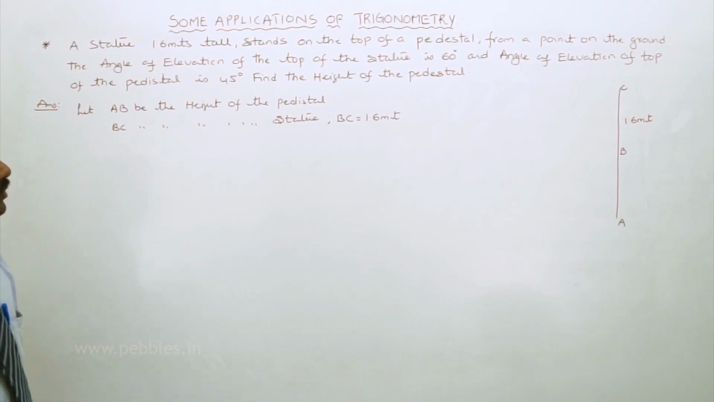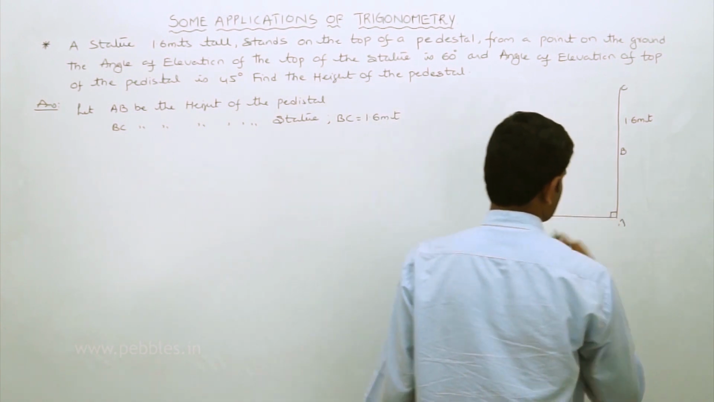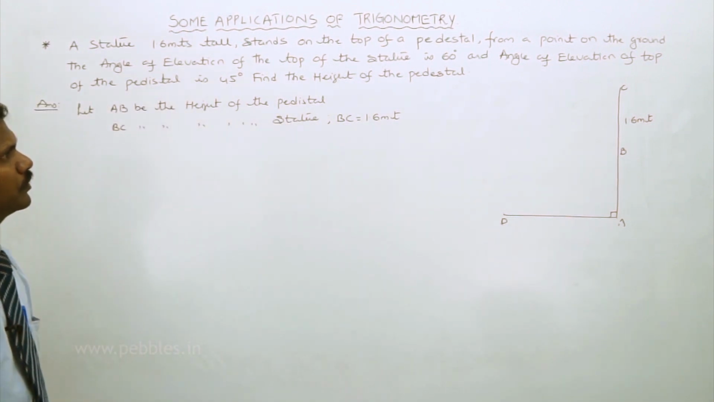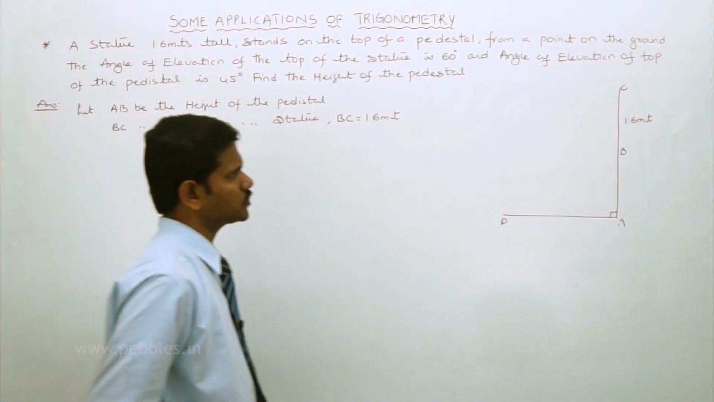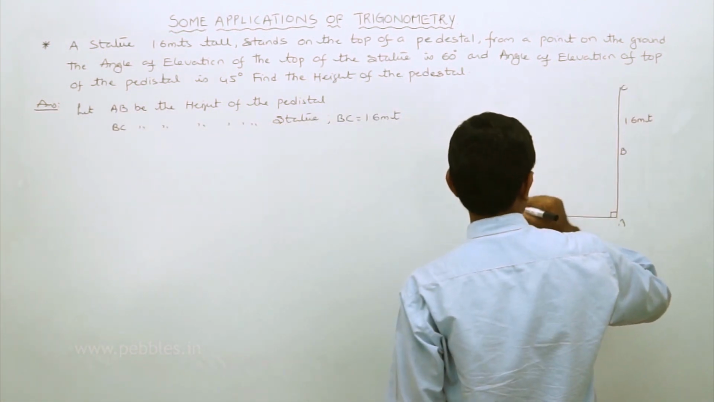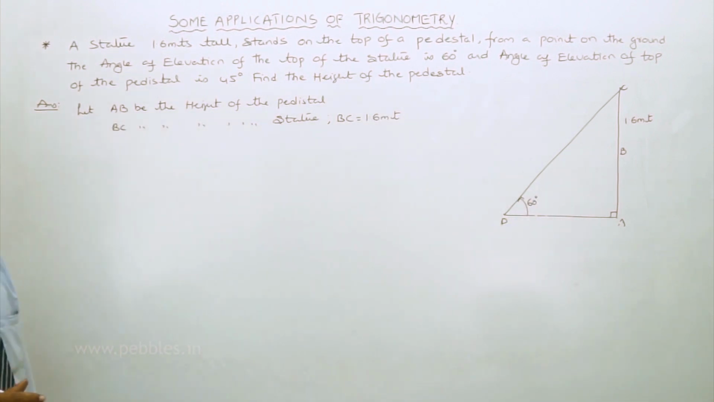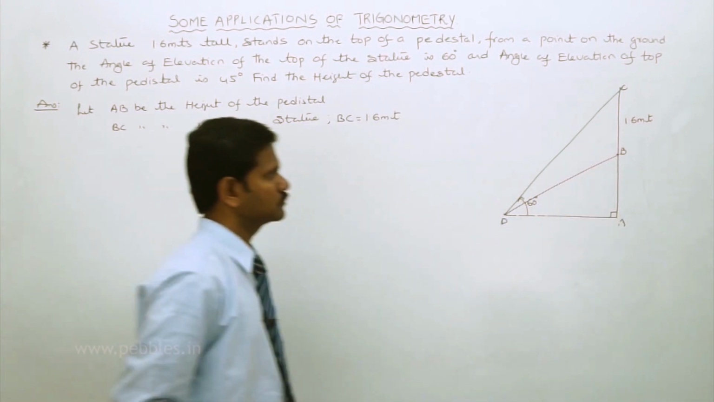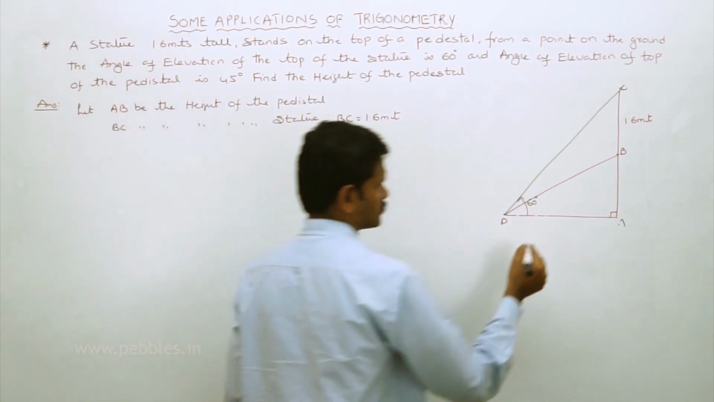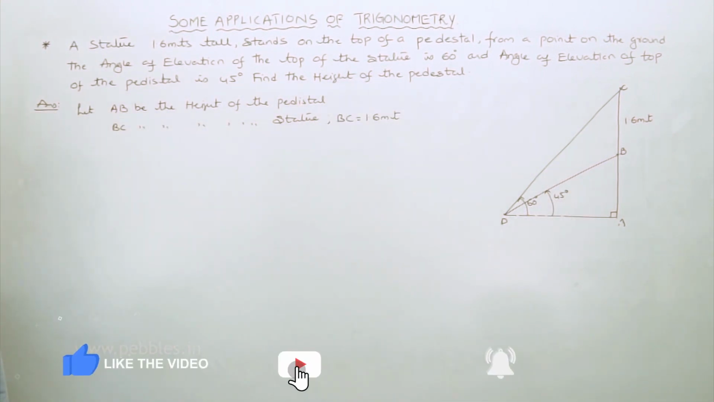Now from a point on the ground D, which is perpendicular to the base, the angle of elevation of the top of the statue is 60 degrees. The top of the statue is C. And the angle of elevation of the top of the pedestal, which is B, is 45 degrees. Now find the height of the pedestal.